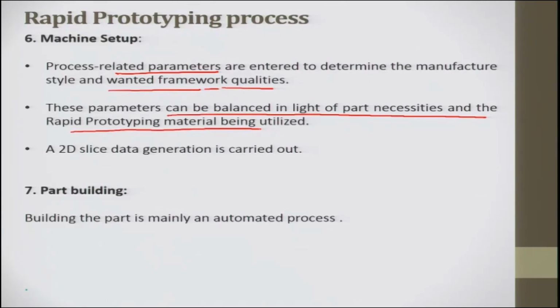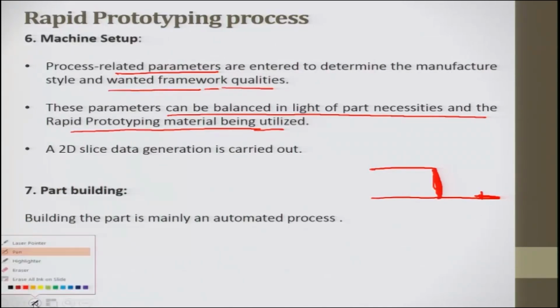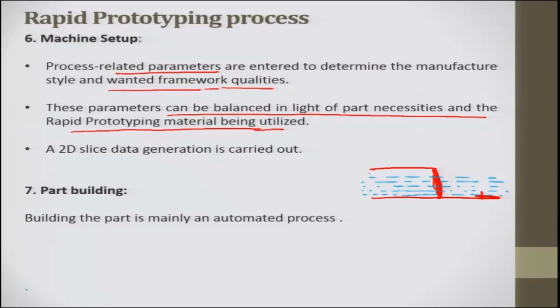So a 2D slice data generation is carried out. 2D slice means, because rapid prototyping is layers. If I talk about this chair manufacturing only, this was my chair, this is my seat. So this 2D slice data is generated to have different slices of my 3D model. So I can say I have divided it into 1, 2, 3, 4, 5 and 6 layers.